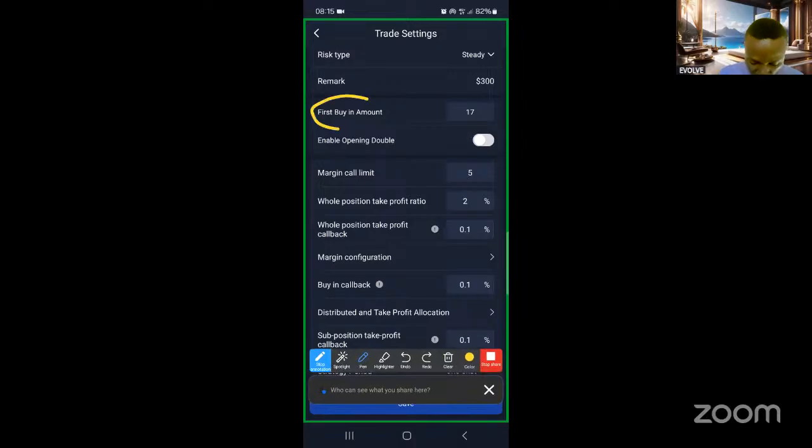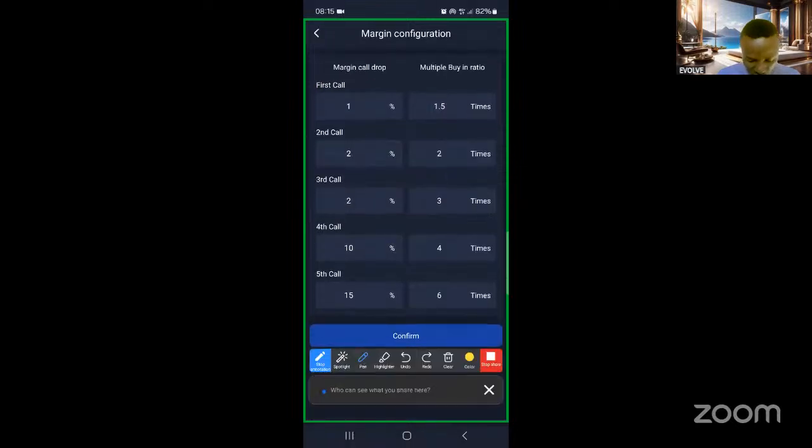How many of us now know how to calculate the first buy-in amount? Give me a two if you now know how to calculate the first buy-in amount. We learned about the multiple buying ratios. How do we get the multiple buying ratios? If you are not using the default multiple buying ratio of Loyalty, which ones are you using?